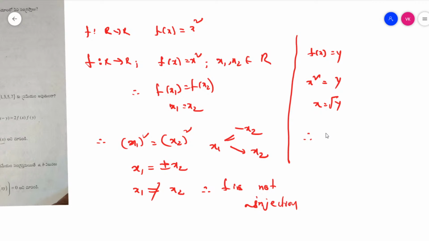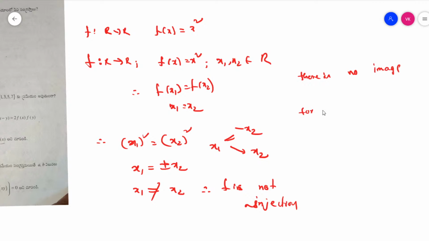So let's go further. We can write f of x is equal to x square. But here we know only one thing: there is no image for x in the given function. Simply, there is no image for the given number.